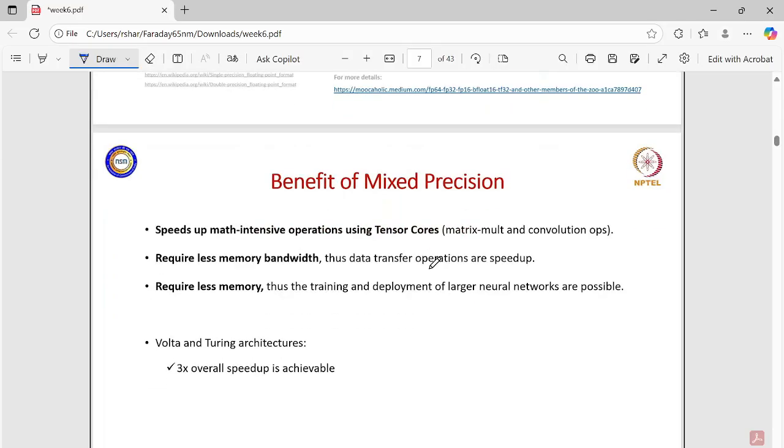So the benefits of mixed precision include, for math-intensive operations, using tensor cores, and it requires lesser memory bandwidth, and data transfer operations are sped up. So it requires lesser memory, thus the training and deployment of larger deep learning, larger neural network models is possible, and the speedup achieved is almost 3x.